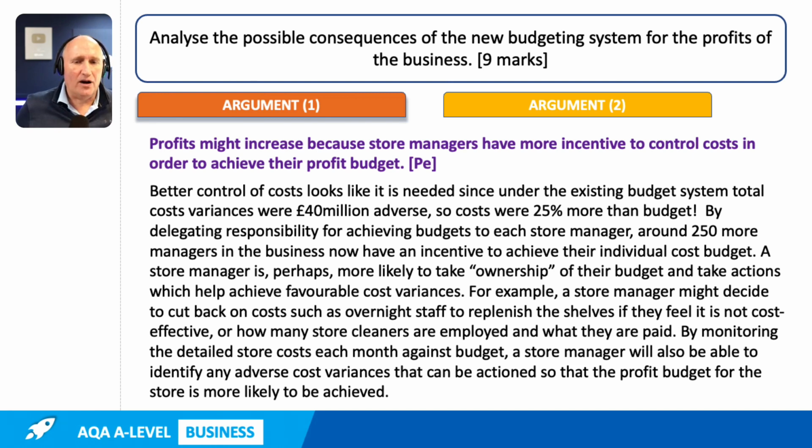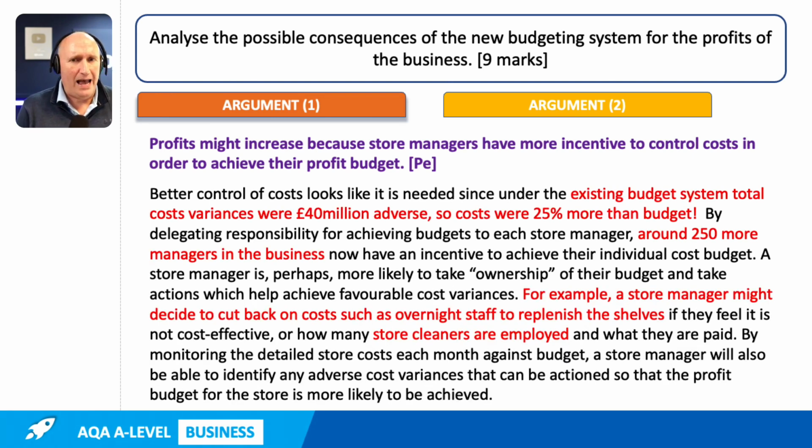So that's trying to argue with some nice application there, drawing both from the table but also the situation that explains that actually this should result in better cost control. Ought to, shouldn't it? Therefore, profits will benefit. And as you can see, in the first part of the argument there, we've drawn from the table by doing a little calculation, the 40 million adverse, 25% more than the budget. But also we've drawn from the situation, 250 store managers now have a budget.